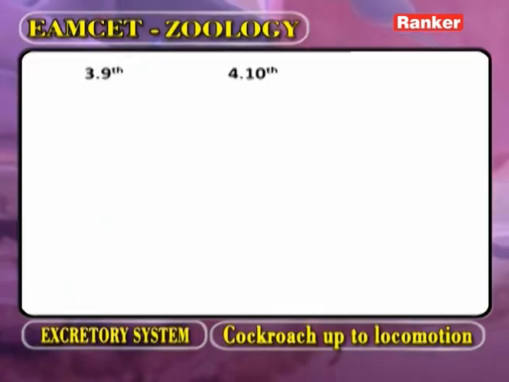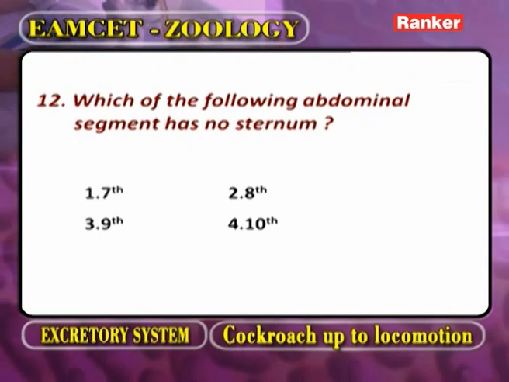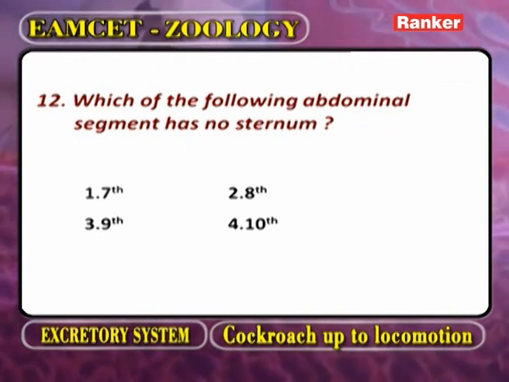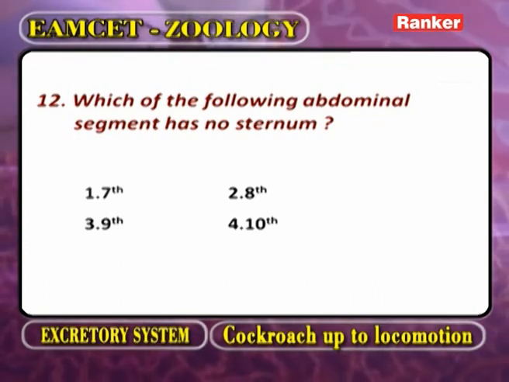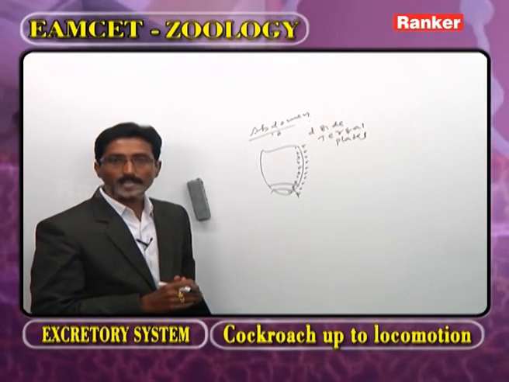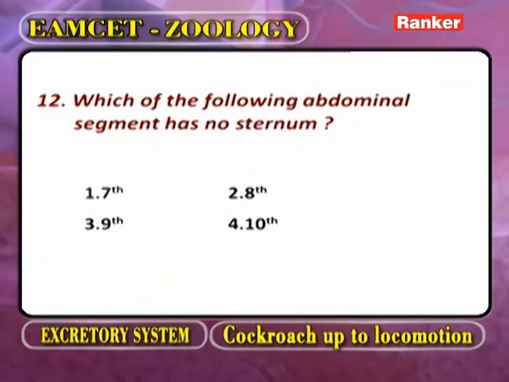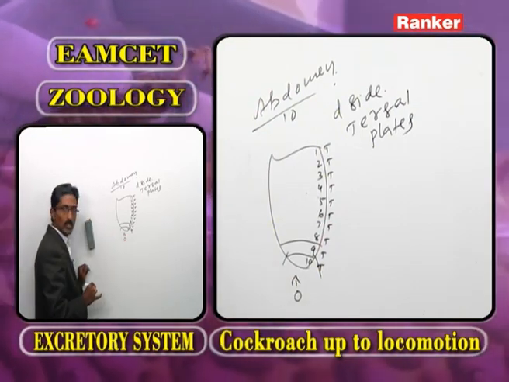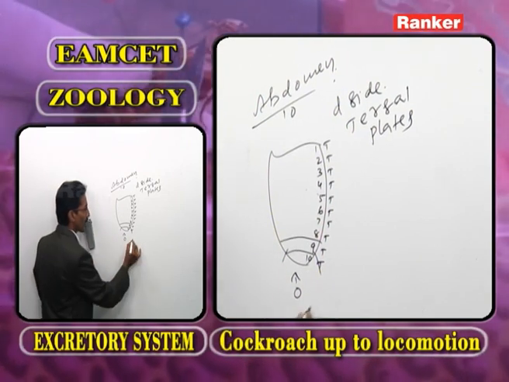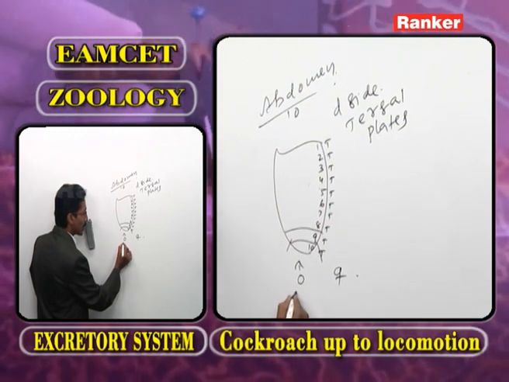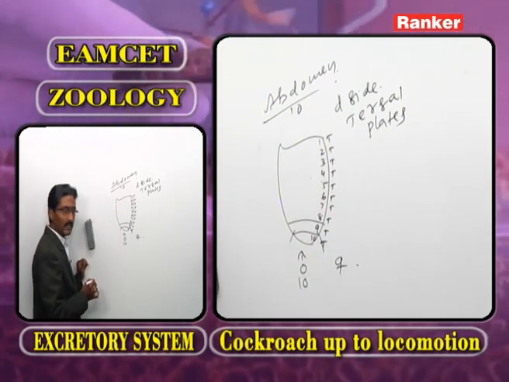Now the next question is, which of the following abdominal segments has no sternum? The same diagram is applicable for this question. Again, repeating: which of the following abdominal segments has no sternum? Now this is the male cockroach. This mark indicates the male cockroach. This is the female cockroach.